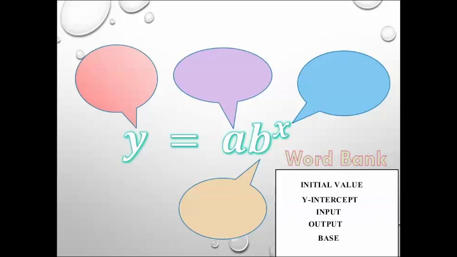So let's take a look at what some of the different parts of these exponential functions represent. Notice here I've got y equals a times b to the power of x. So what do these represent? Now b we call our base, and that's because we're going to be raising it to a power. So b is our base.